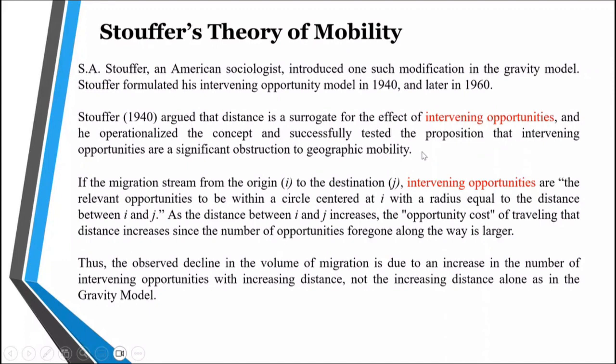In the common term, for example, if you stay in Sungai Long, right? You want to migrate to Singapore. The distance between Sungai Long and Singapore, let's say, is J, right? So if you draw a circle between Sungai Long and Singapore, around the distance from Sungai Long to Singapore, you have some intervening opportunity, like for example, Johor Bahru or other things.